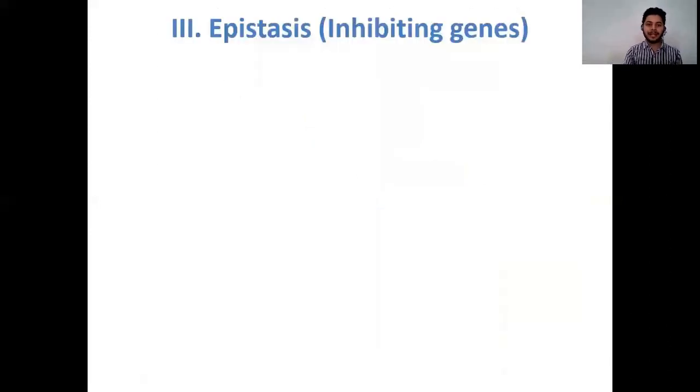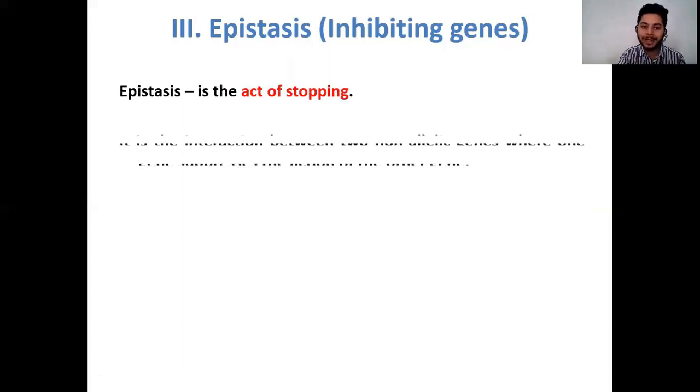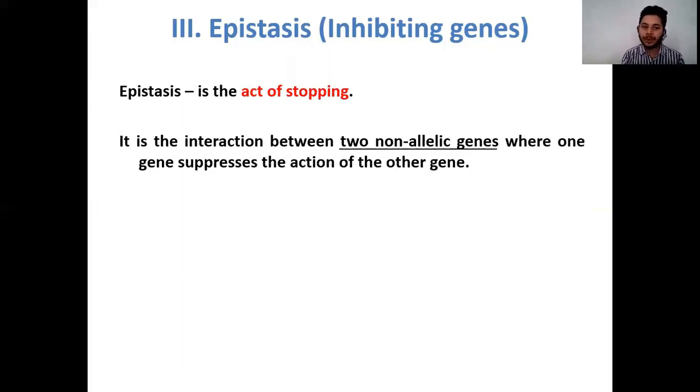Now the third type of interaction that we are going to come across is epistasis. So epistasis means the interaction between the inhibiting gene. Simply, epistasis means the act of inhibition or the act of stopping. So what do you mean by this epistasis phenomenon? Again, this epistasis is a type of non-allelic interaction. It is the interaction between 2 gene pairs that are present on separate gene loci. So such kind of interactions are your non-allelic interactions.